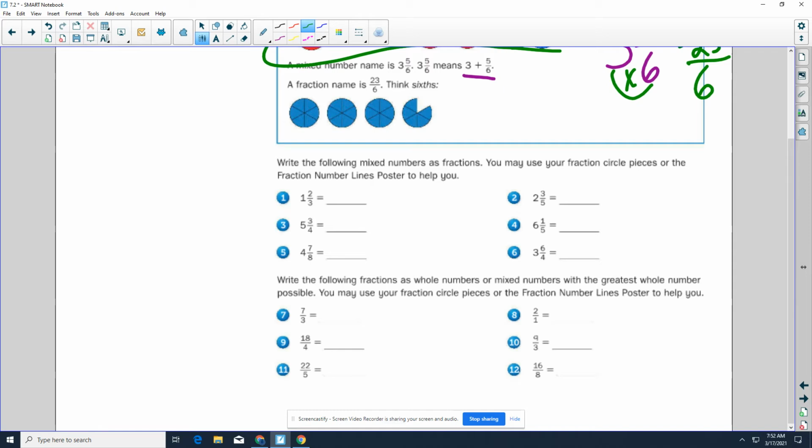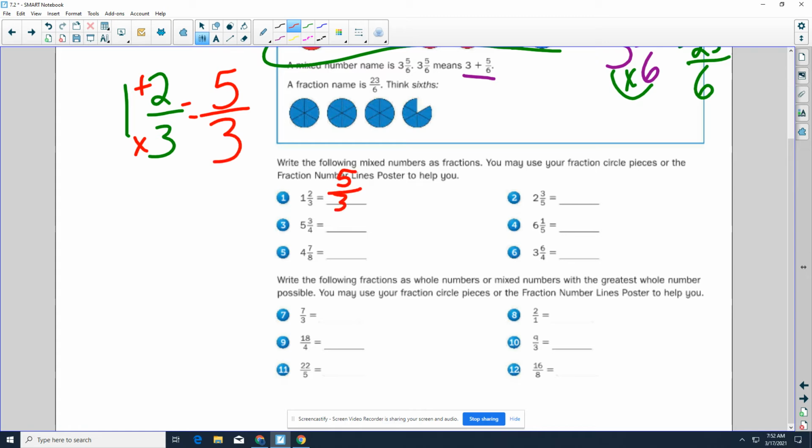Okay, so we're going to look at a couple of these together, and then you're going to practice on your own. So this one here, you could use fraction circle pieces or a fraction number line poster, but I just like to use the trick of multiplying and adding. So we're going to multiply, and we're going to add. So I know that 3 times 1 is 3, plus 2 is 5, so I get 5/3.